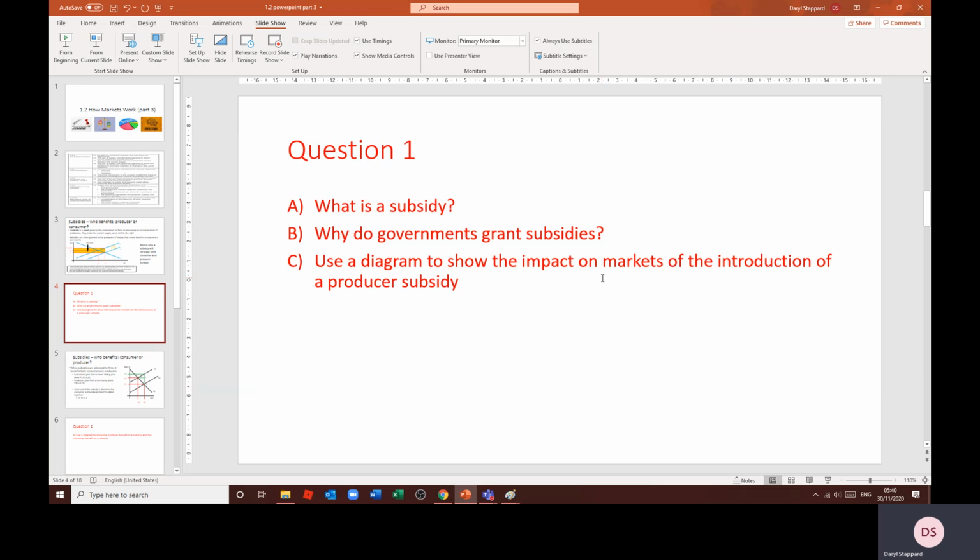Right, what I would now like to do, please, is to look at question 1. A, what is a subsidy? B, why do governments grant subsidies? And then C, use a diagram to show the impact on markets of the introduction of a producer subsidy. So what I'd like to now do, please, is to hit pause, put down the answer for this overall question in your books, and when you're comfortable with your answer, hit play and carry on. So hit pause now, please, and when you're ready again to carry on, please hit play.